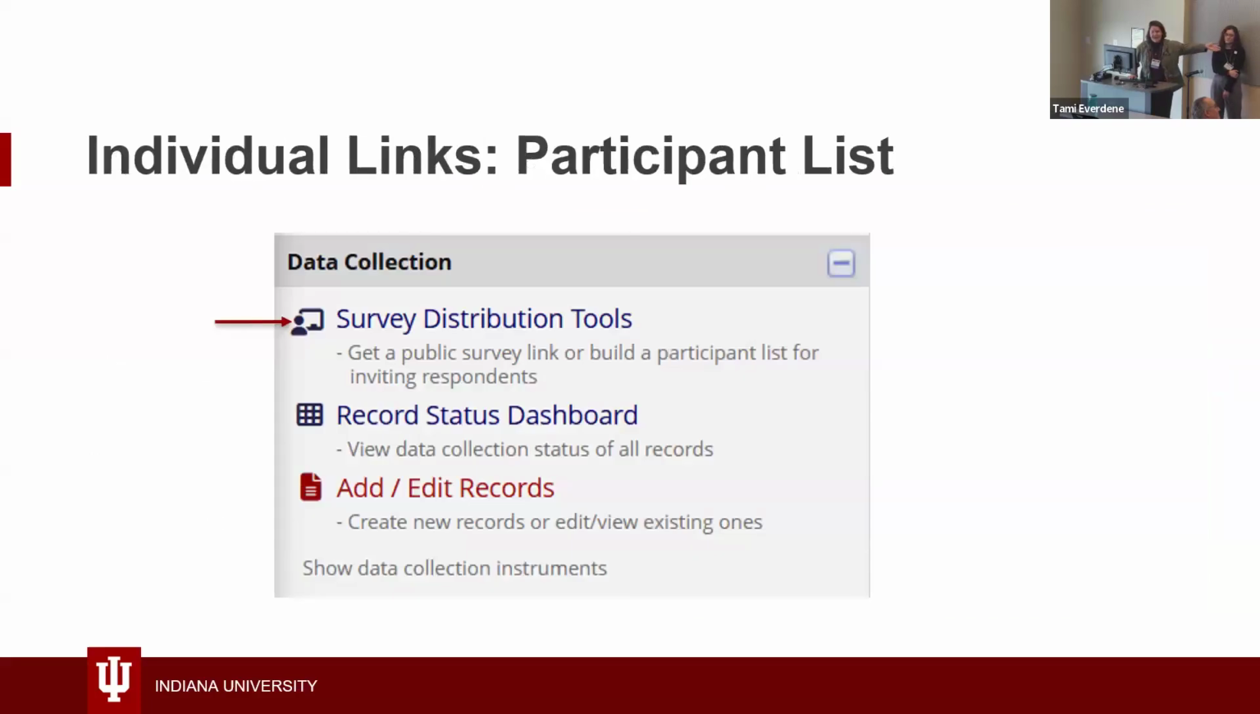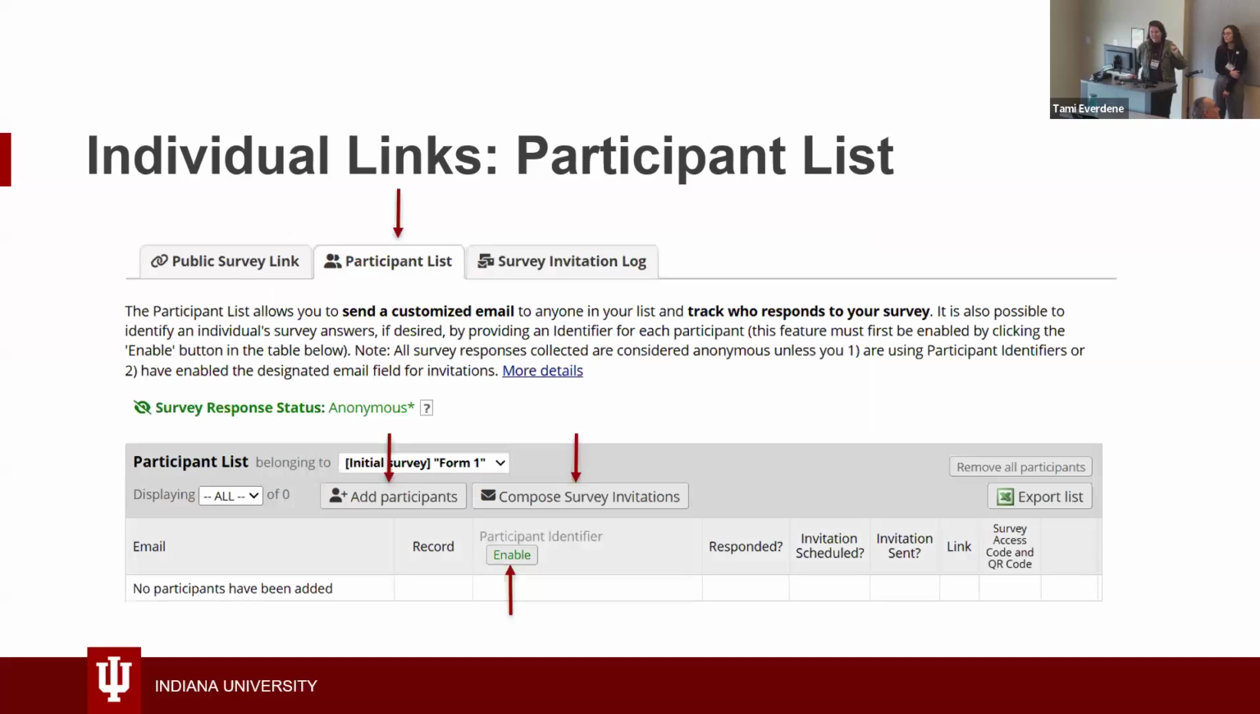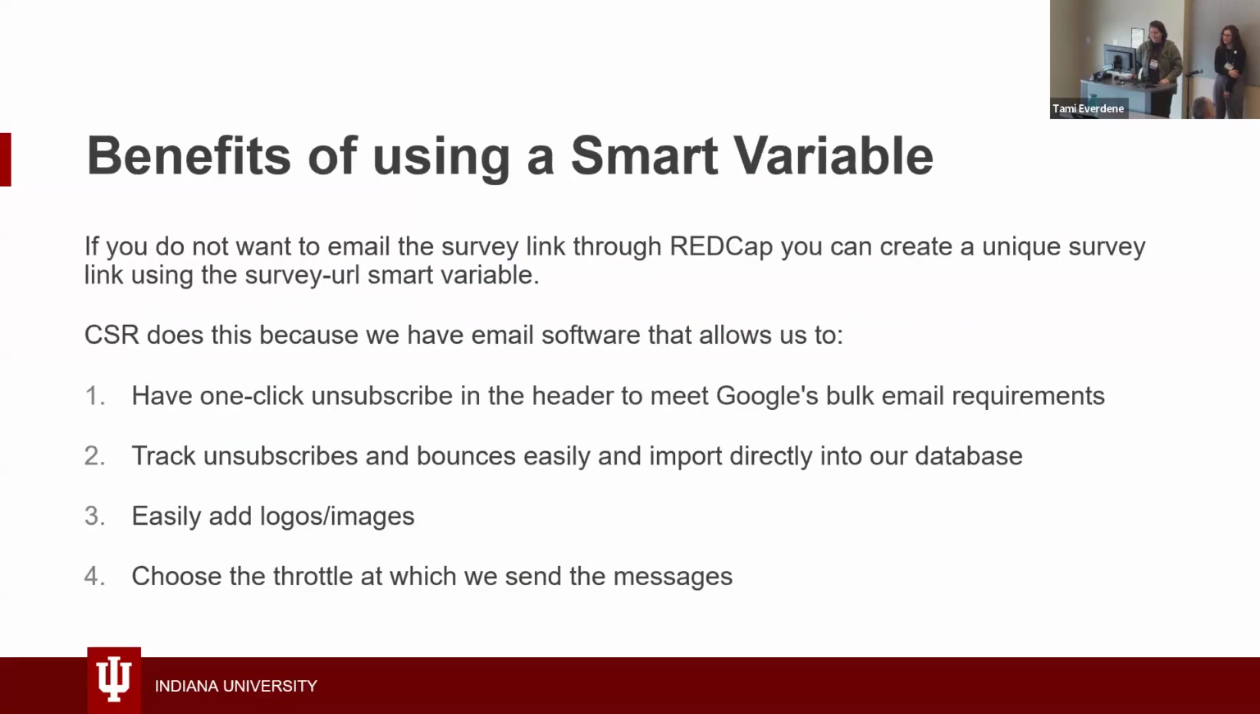So how would you do that? You already have your survey programmed. You can go to Survey Distribution Tools, and then click the Participant List tab, and then from there you can add participants, and you can also compose your survey invitation right there, and that will put the link directly in there. Now, you can also enable a participant identifier if you want a way to track them. If you don't want a way to track them, don't enable that.